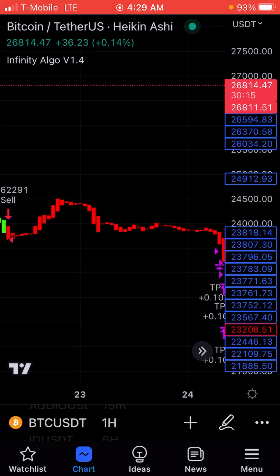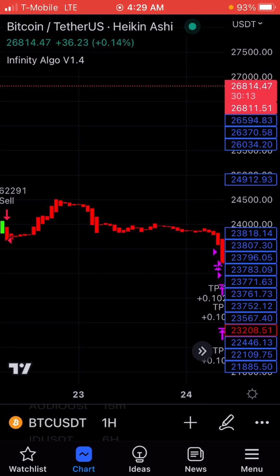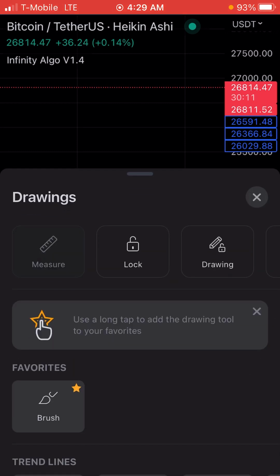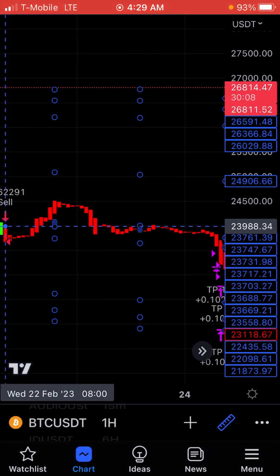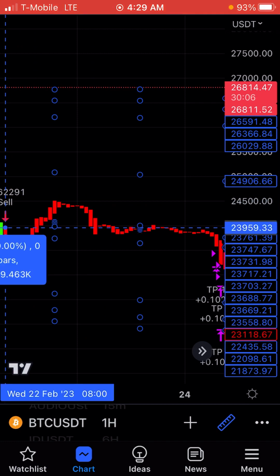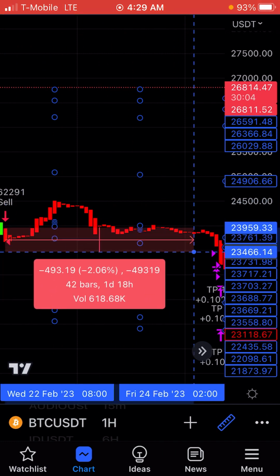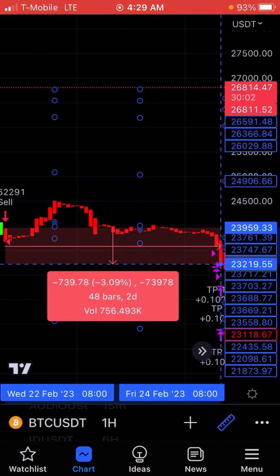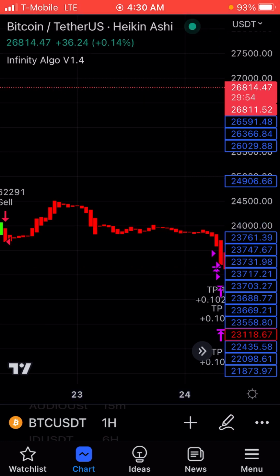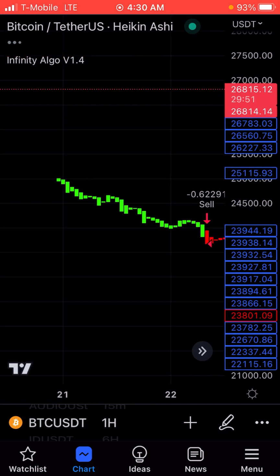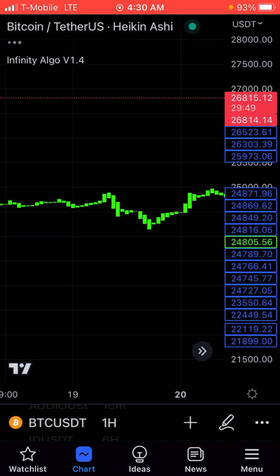There we go. So if you did ride this out from the time it told you to do a short, which is right here, and you rode it all the way down to where the take profit zone is, it is a 3% gain if you did a short. So it's pretty effective with crypto. It can really pick up the signals real well with crypto.